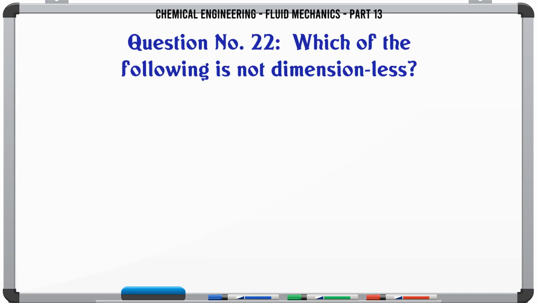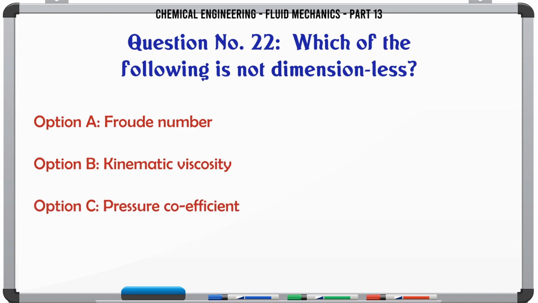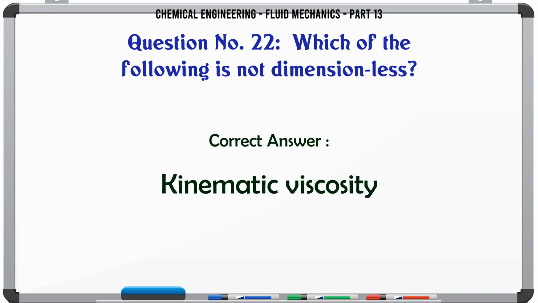Which of the following is not dimensionless? A. Froude number. B. Kinematic viscosity. C. Pressure coefficient. D. None of these. The correct answer is kinematic viscosity.